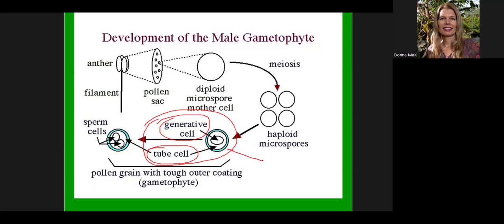So eventually you're going to see the generative cell go through one more division to give you the 2 sperm, okay? But pollination occurs when there's only 2 cells. And that's different with the gymnosperms. We said when pollen is shed with the gymnosperms, there's 4 cells. Still no sperm, but it's 4 cells. So the angiosperms have simplified. They're like, let's just do 2 and let's get pollination to occur, and then they'll kick into producing the sperm.